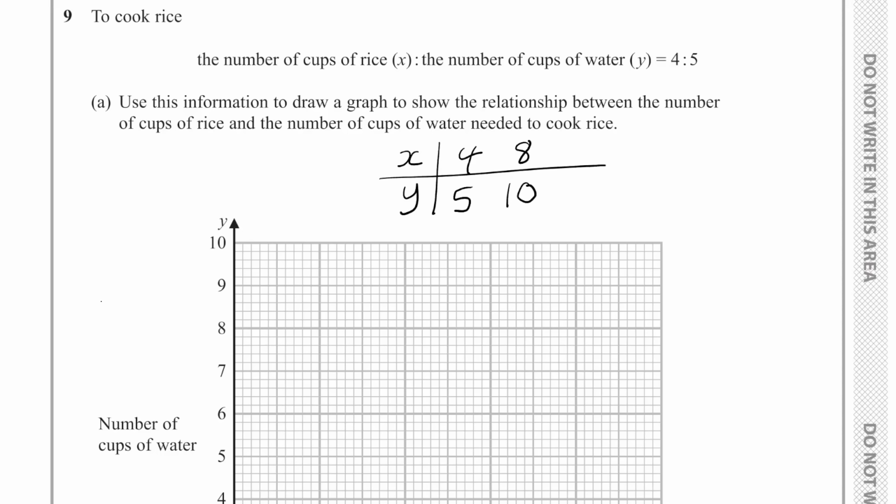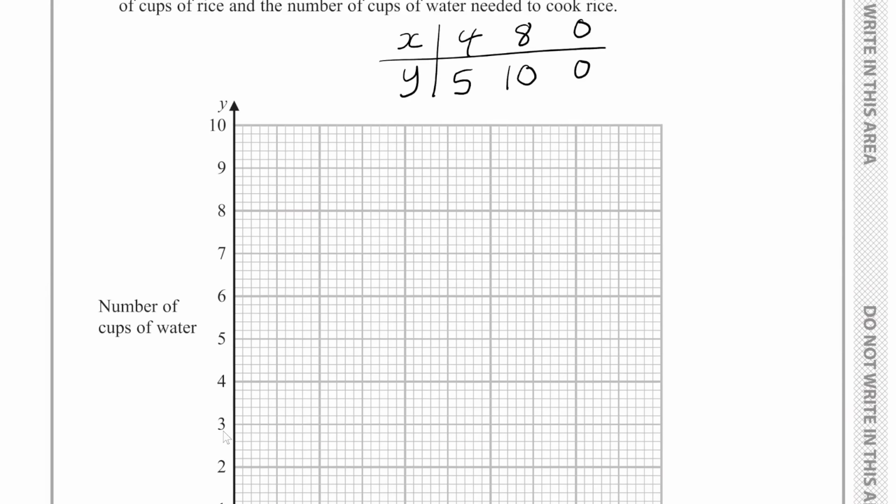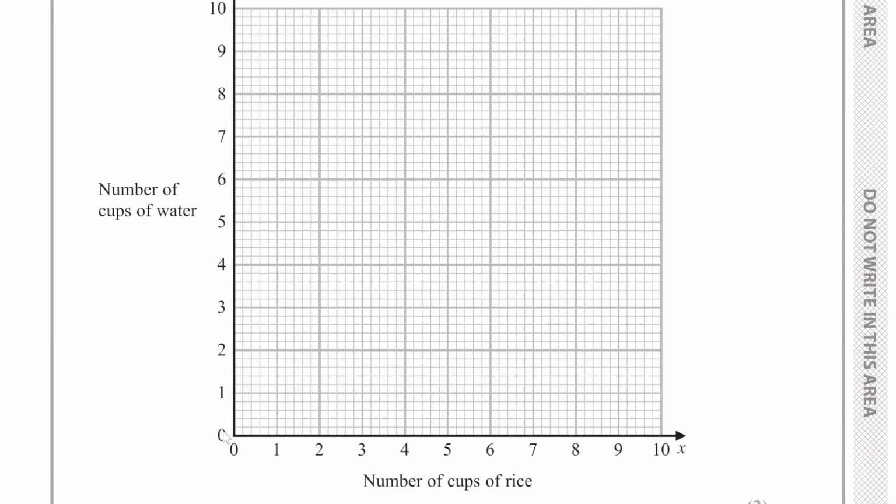And they're both 0 at the same time as well. So if X is 0, Y is also 0. So there are 3 points there: 0, 0, 4, 5, and 8, 10. That should be enough to construct our graph. So 3 points on a straight line graph is enough. And there we have our line.